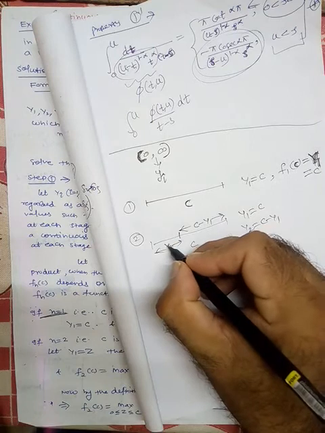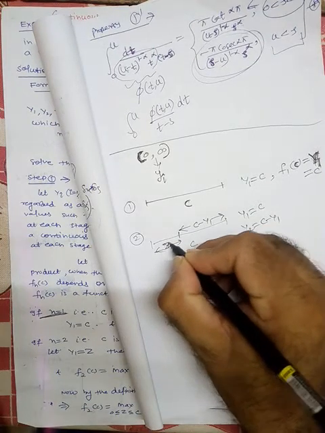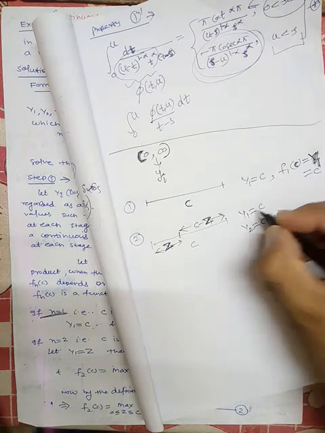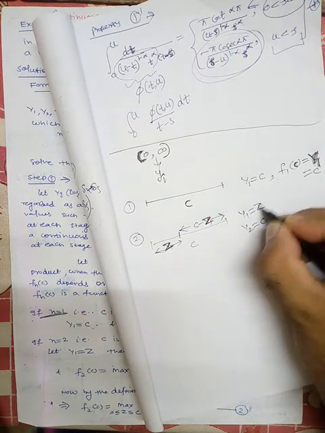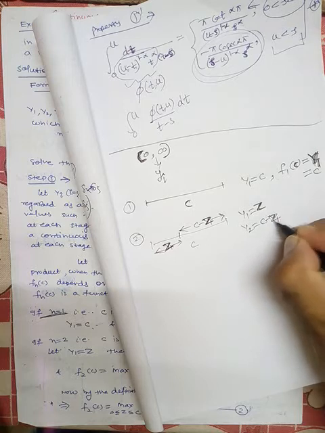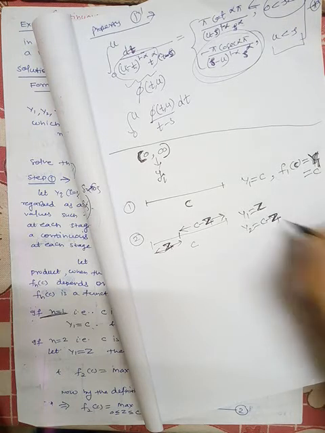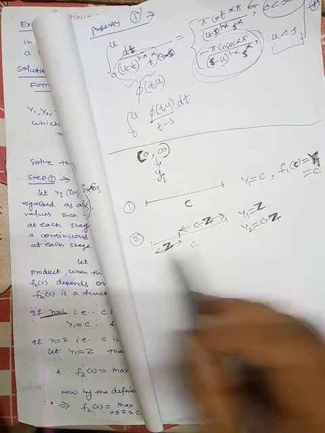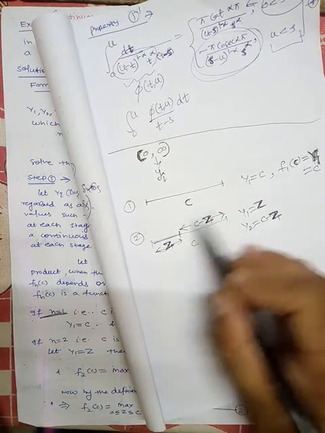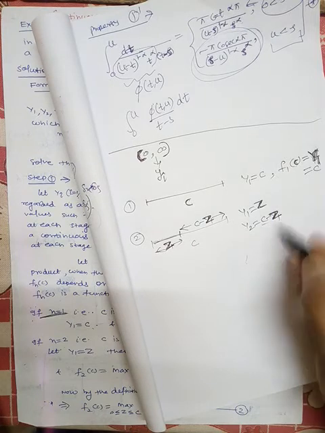Sorry, this is y, this is z. This quantity is z. So y1 is basically z and y2 is C minus z. y1 is designated as z, this amount, and this is basically y2. So y2 is C minus z.